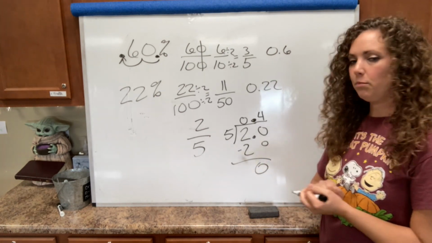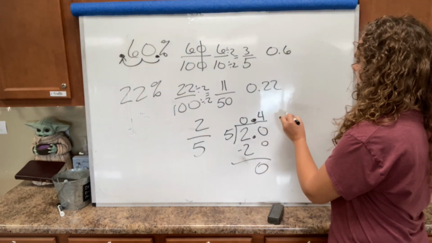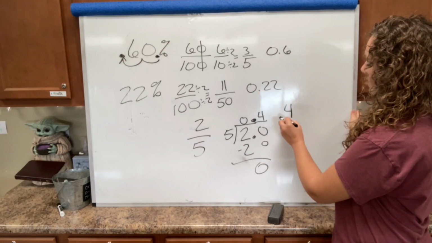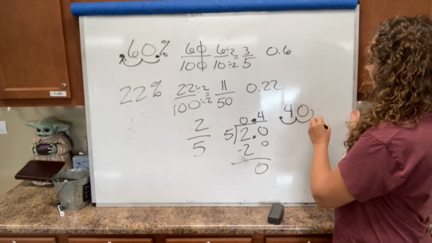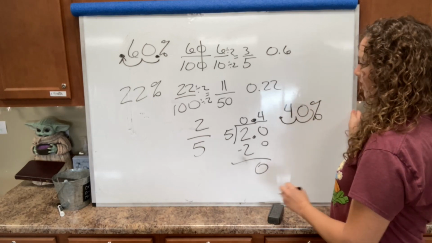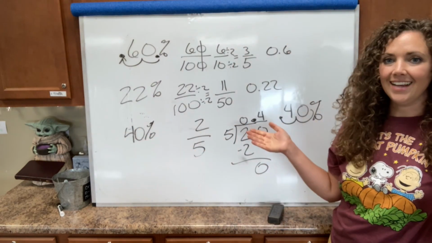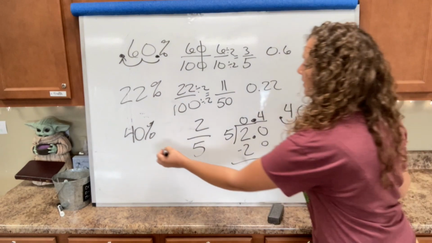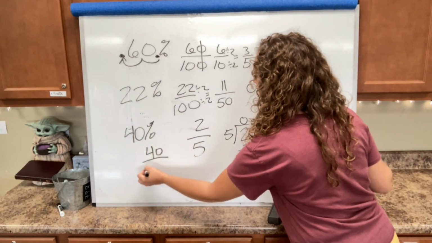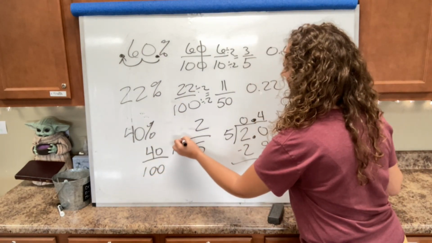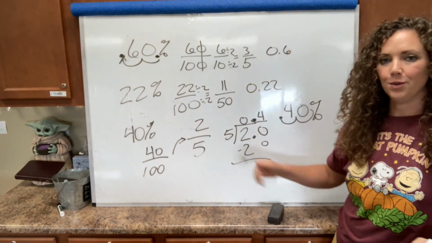My decimal is 0.4. Then to make 0.4 into a percent, I just move the decimal this way, bloop, bloop, and I have 40%. And it starts all over again. I can put that 40 over 100, and when I simplify, it will get me 2/5.